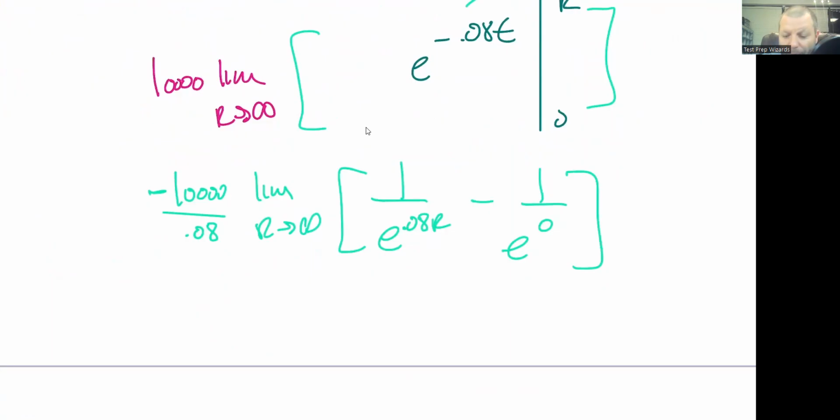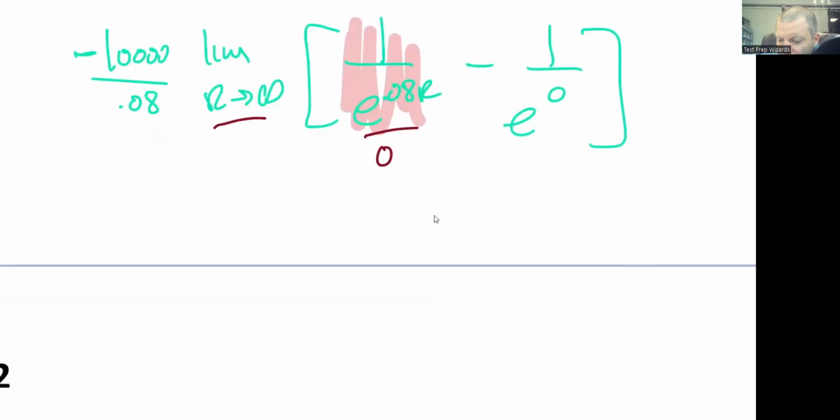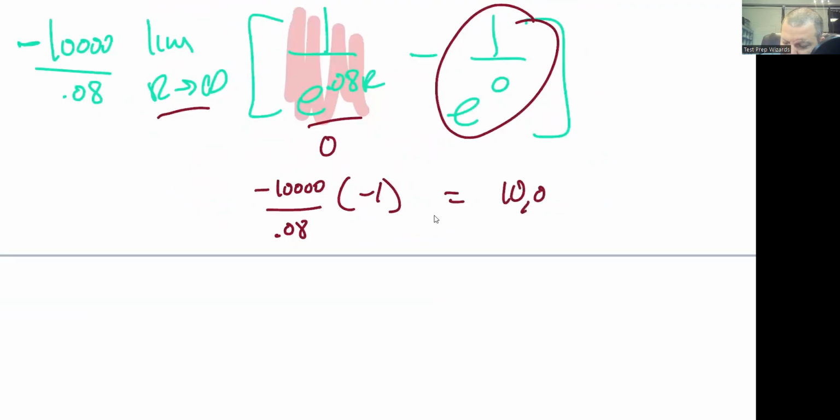So when r gets really, really large, and I take this limit as r goes to infinity, since we have an exponential being raised to a power, even if I'm taking 8 hundredths of something getting very large, that's still getting really large. So this first term just tends off towards 0. This second term is obviously equal to 1. So I have negative 10,000 over 0.08 times negative 1. That's going to be 10,000 over the interest rate, 10,000 over 0.08.